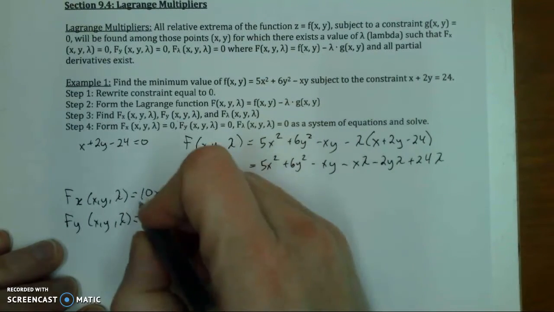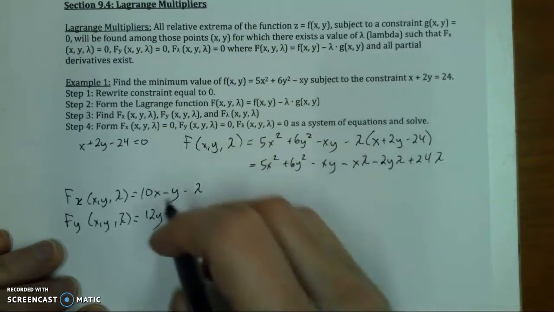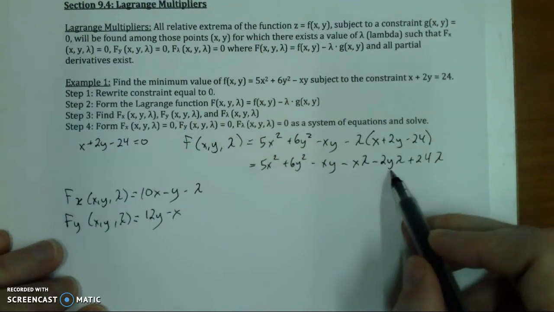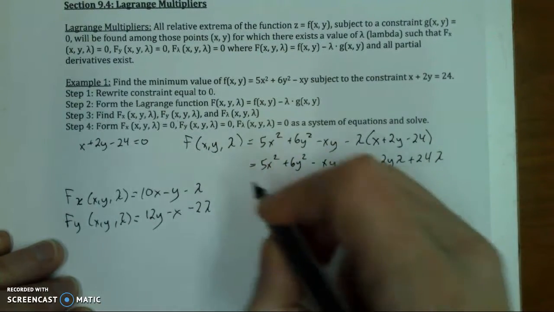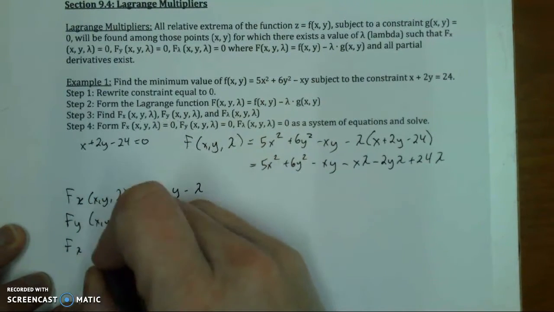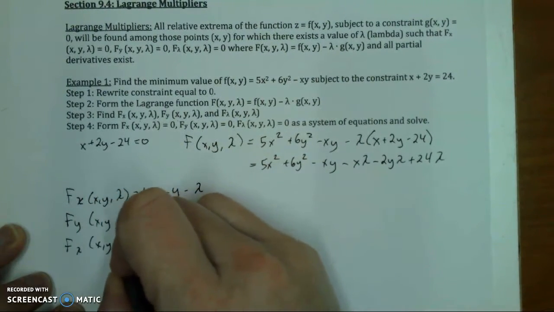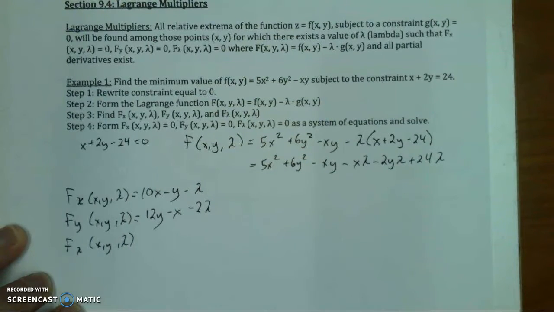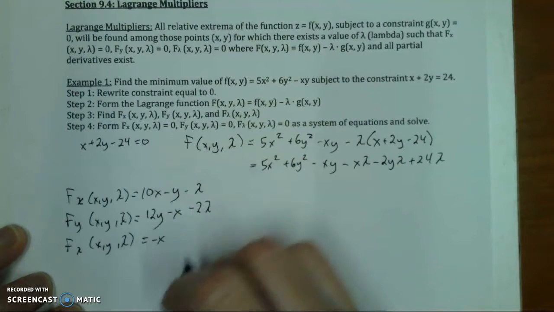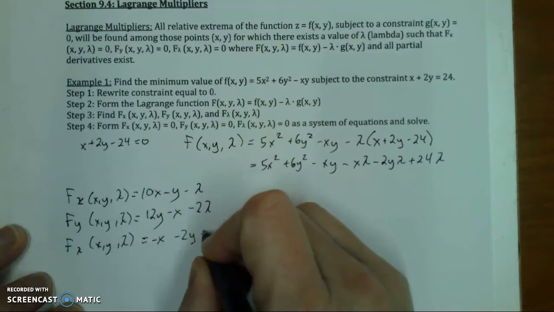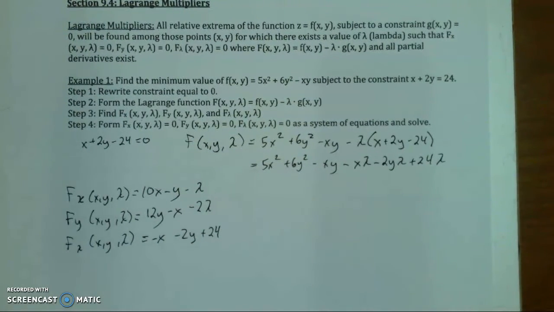All right, let's get our partial at y. So that term's going to disappear. I will get 12y, then minus x, that term will disappear, minus 2 lambda, and then the last term will also disappear. And then finally, let's take that partial with respect to lambda. So the first three terms will all disappear, and I get minus x minus 2y plus 24. So again, we are going to take all of those and get those three partials.